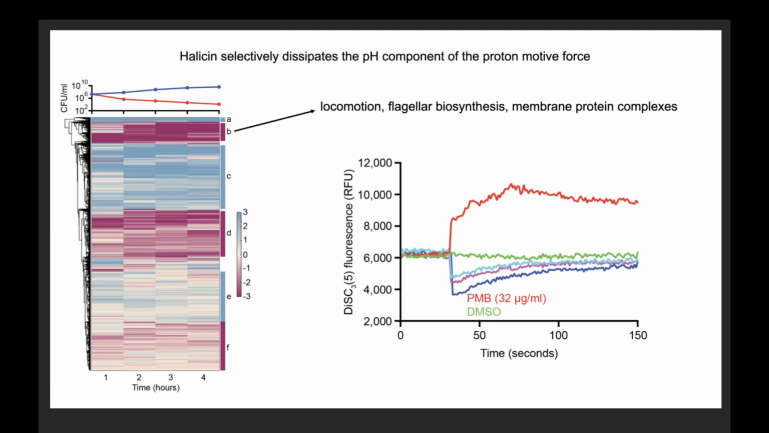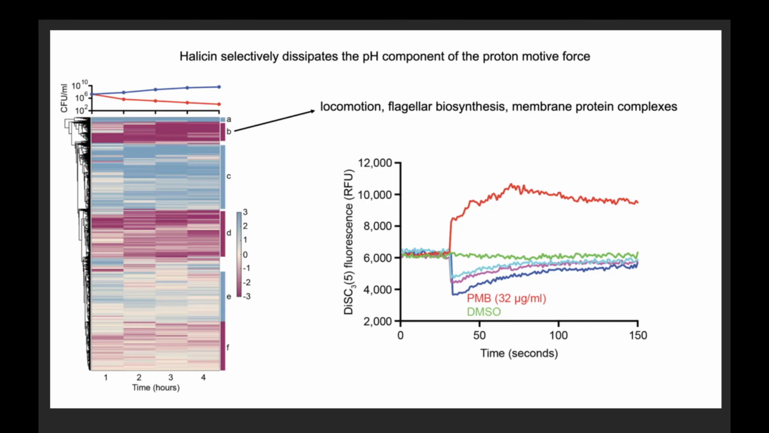A quick literature search thereafter revealed that genetic downregulation of genes involved in locomotion and flagellar biosynthesis are often the result of dissipation of the proton motive force. So to verify this hypothesis, we employed the dye DISC-35, which is a potentiometric fluorophore that allows you to measure proton motive force across membranes.